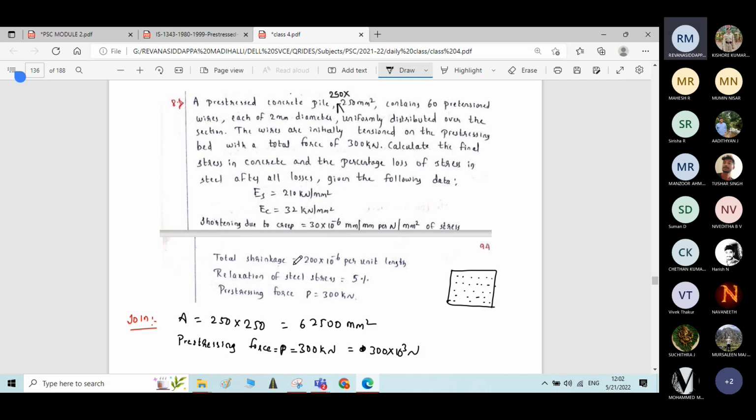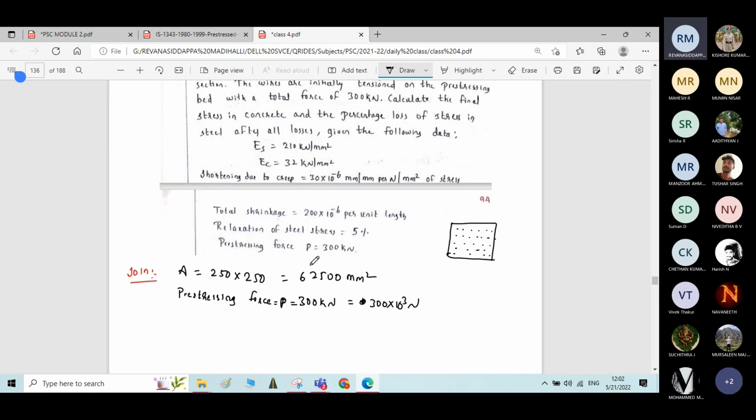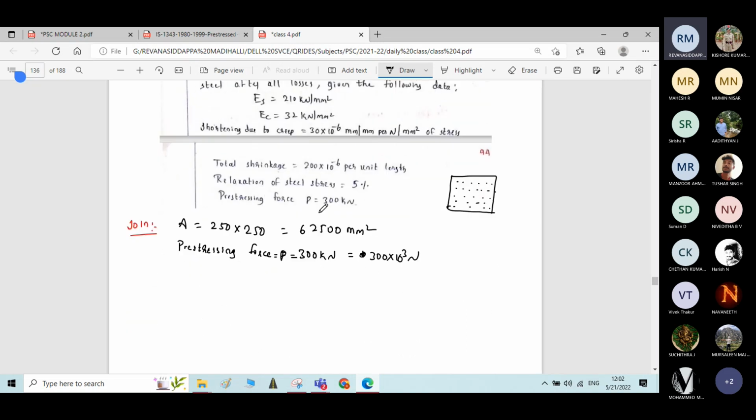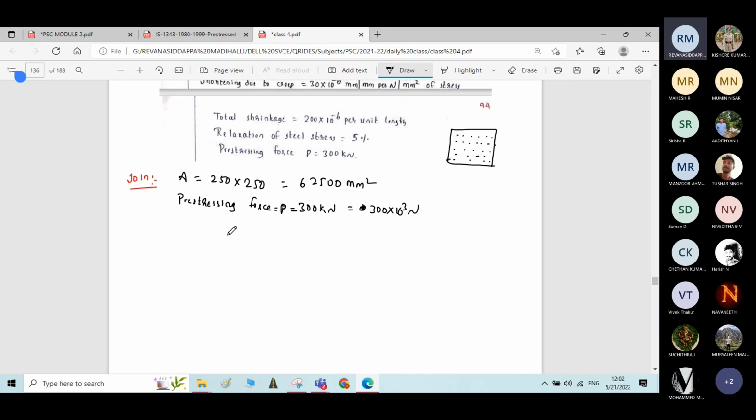Then calculate the final stress in concrete and the percentage loss of stress in steel after all losses. Young's modulus of steel and concrete is given. Shortening due to creep is given. Shrinkage strain is given. Relaxation of stress in steel is given. The initial pre-stressing force is given as 300 kilonewton. Now you need to calculate all the losses, then the total loss and the percentage of loss.